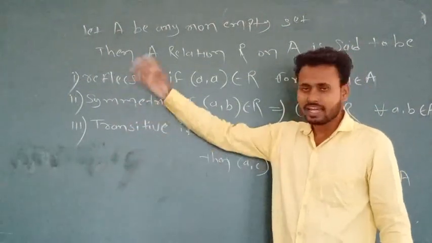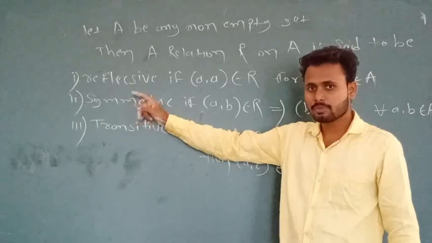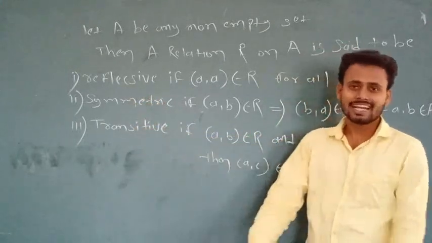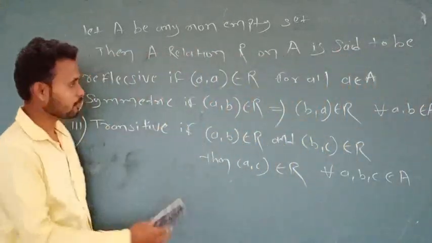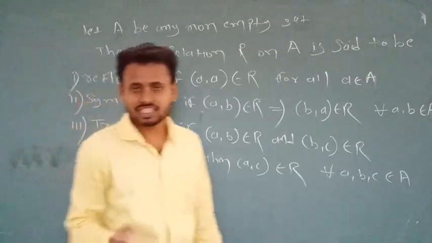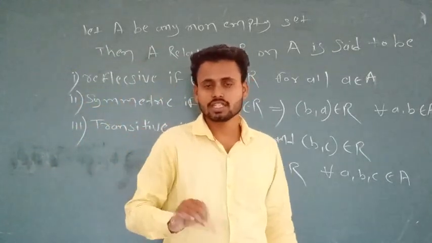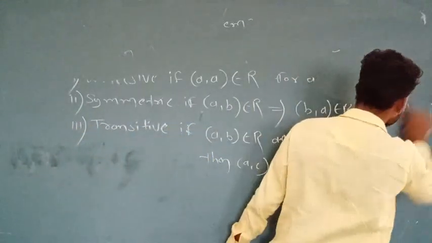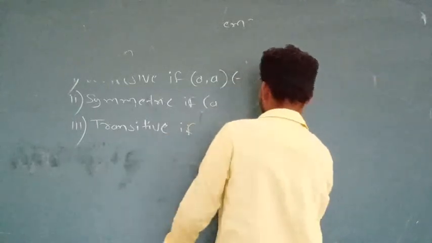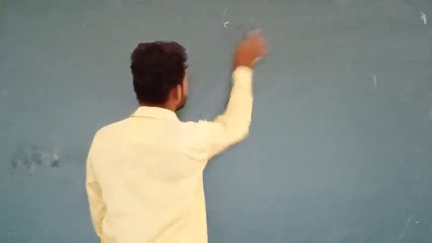Now a relation which is reflexive, symmetric and transitive: if a relation is reflexive, symmetric and also transitive, then we call that relation an equivalence relation. Therefore, our next definition: a relation which is reflexive, symmetric and transitive is called an equivalence relation. Our next point is the equivalence relation definition: a relation which is reflexive, symmetric and transitive is called an equivalence relation.